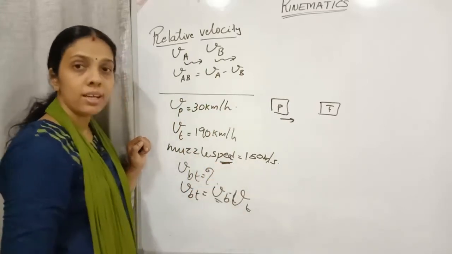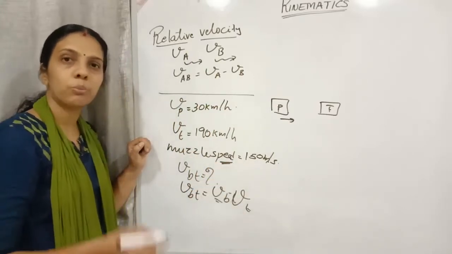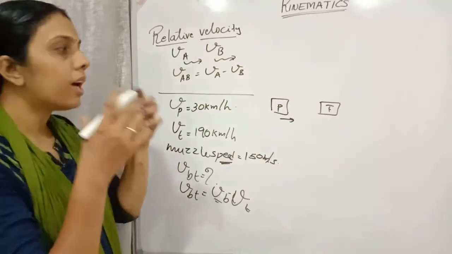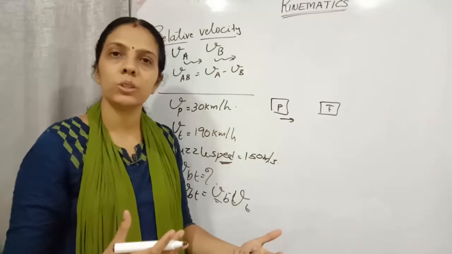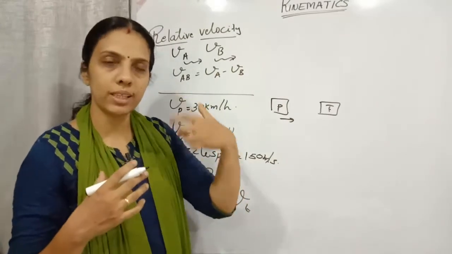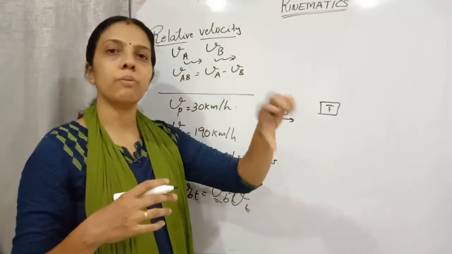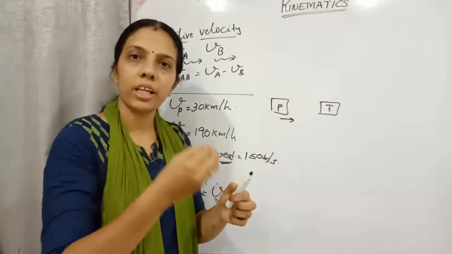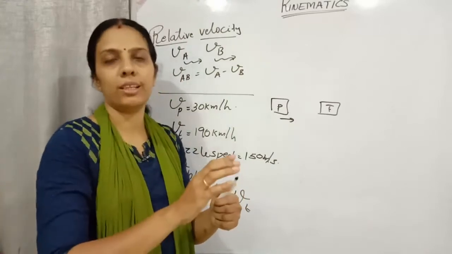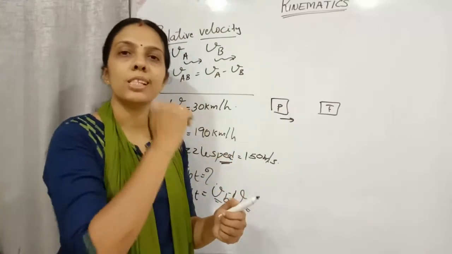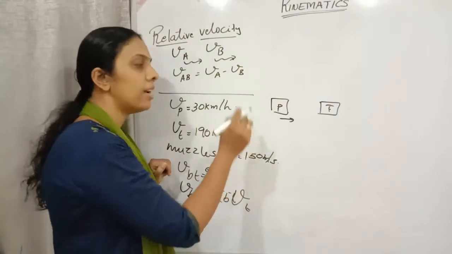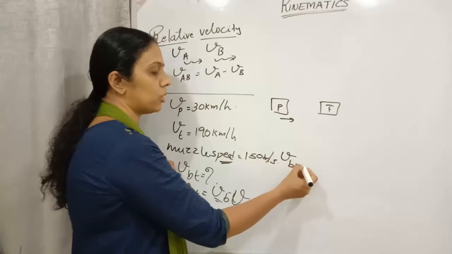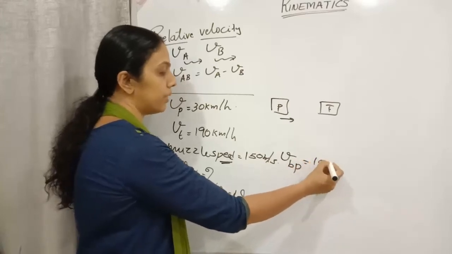This will be the relative velocity of the bullet with respect to the police van, because both are moving. So the resultant velocity will be the relative velocity. The bullet is moving the same way the police van is also moving. So the bullet is fired from a moving police van. So what will the muzzle speed be? This muzzle speed will be the relative velocity of the bullet with respect to the police van. That will be 150 meter per second.